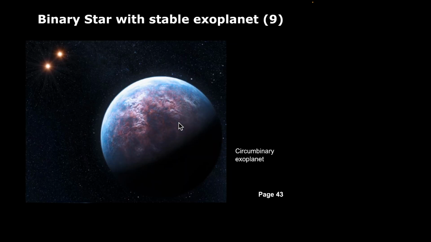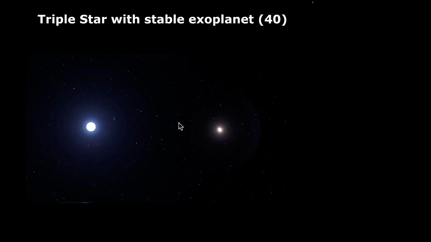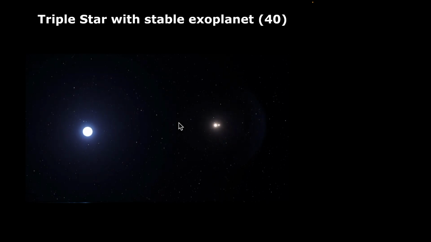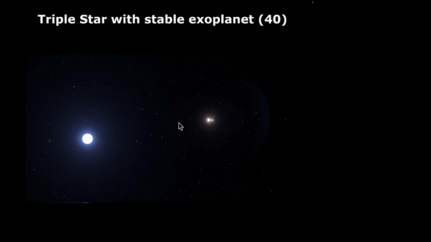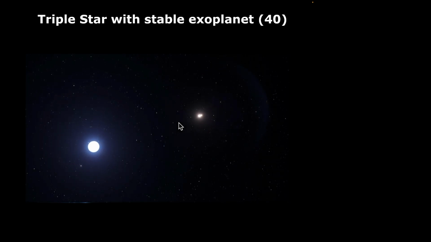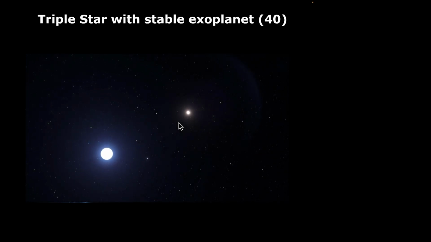You can also have a binary star with stable exoplanets. We found 9 of these. These are technically called circumbinary planets. One of those is Kepler 16b. Here's an animation illustration of a triple star with a stable exoplanet. We found 40 of these.